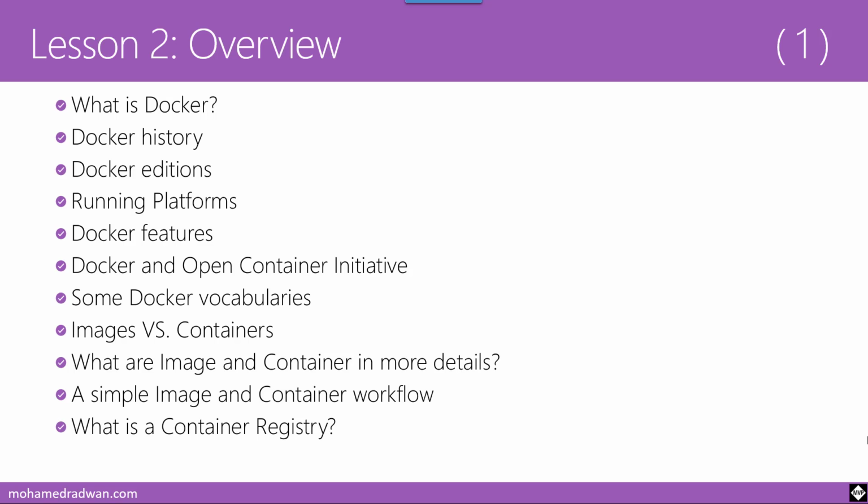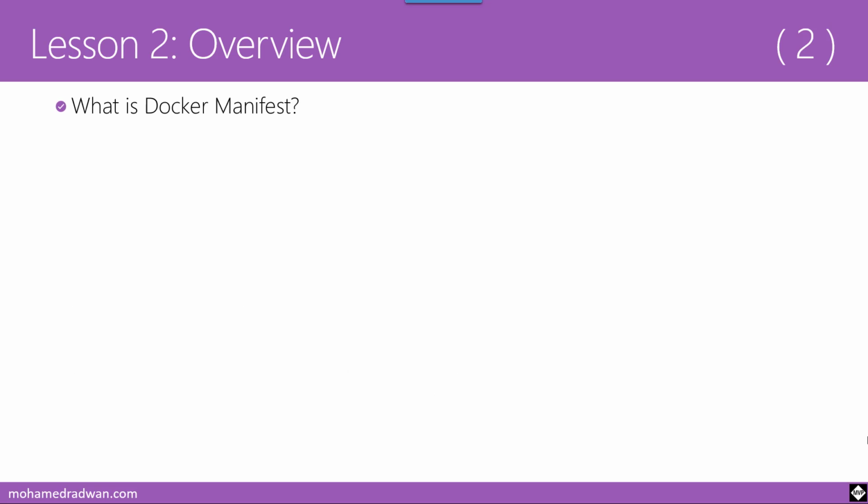And then we will understand what a container registry is, what the types of container registry are and how we can use them. And then what a container repository is, also to make sure that we are not confused between container registry and container repository. After that, we will talk about what the Docker manifest file is and how we can use it in the same way that we use the image.